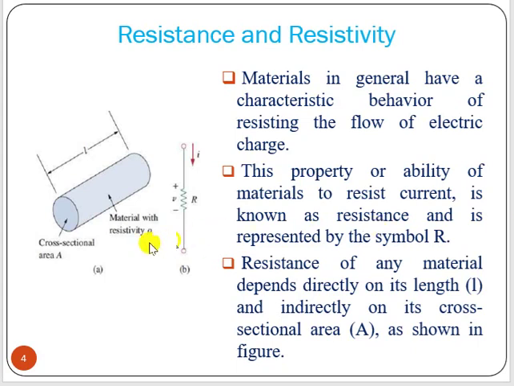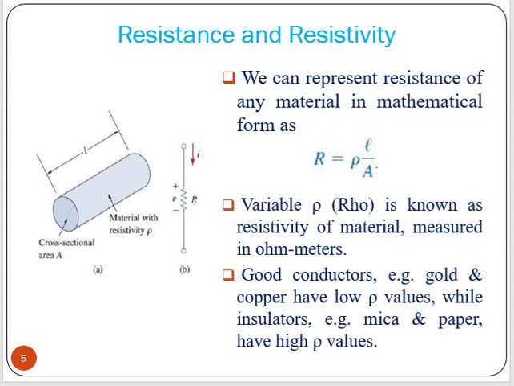Here this is the resistance material having cross-sectional area A and length L. Current is flowing downwards, so at the top it is plus and at the bottom it is minus. Current always flows from positive to negative. That you have to remember forever. Now we can represent the resistance of any material in mathematical form as R equals rho times L by A, where rho is known as the resistivity of the material.